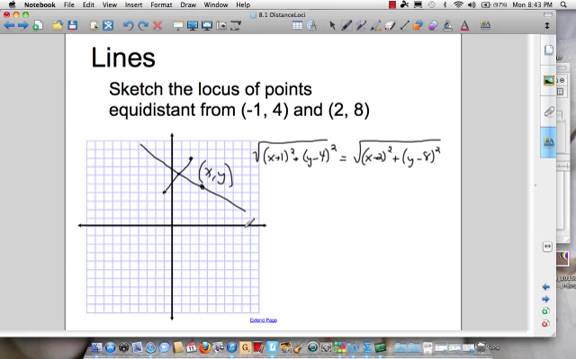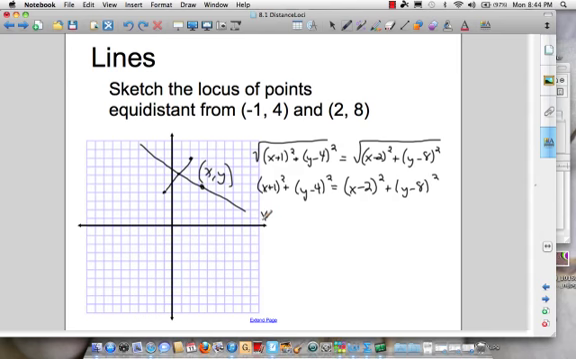So the first thing I'm going to do is square both sides of the equation to get rid of the square root. So (x + 1) squared plus (y - 4) squared, and then the square root's gone on this side as well. And as you're looking at this, you may think, wow, I'm supposed to be getting a line. This doesn't look anything like the equation of a line. But watch what happens when I now expand each binomial.